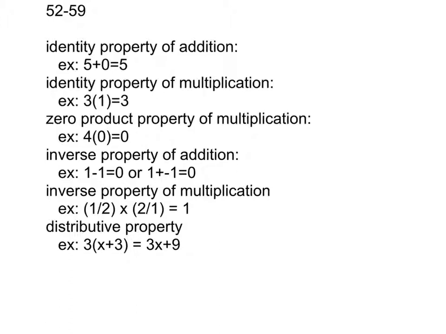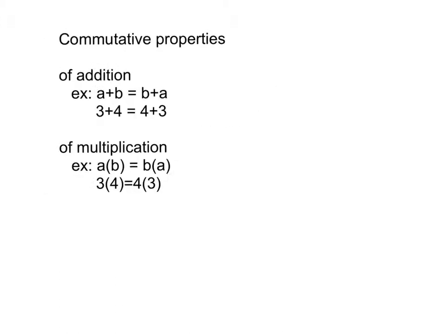And then distributive property, you multiply the 3 times the x and the 3 times the 3 to get the 3x plus 9. There's also 2 commutative properties that you need to know. There's commutative property of addition and then of multiplication, and I put 2 examples. For addition, you have a plus b is b plus a. In terms of numbers, that's 3 plus 4, which you know is 7, and then that's also equal to 4 plus 3, which you also know is 7.